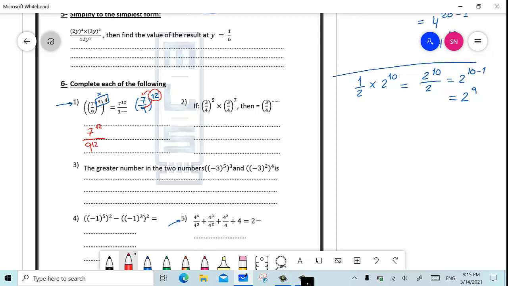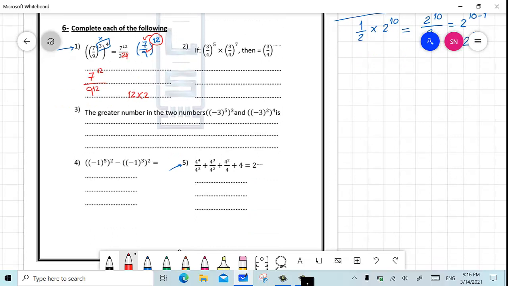But here he didn't write 9, he wrote 3. We know that 3 is half of the 9. To find what is 3 to the power of 2, I'm going to make 12 times 2, because I know that 9 is double the 3. So 12 times 2, so 3 is to the power of 24.